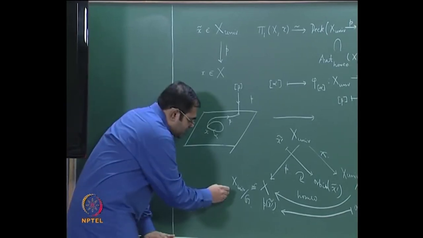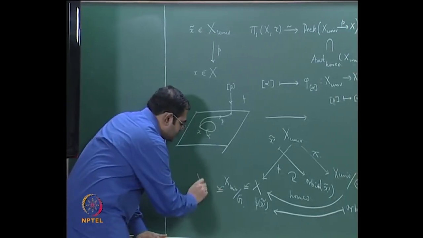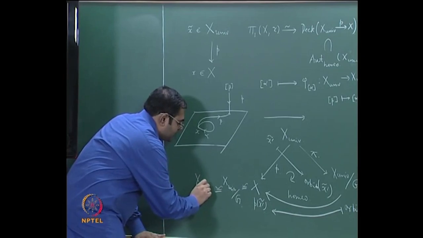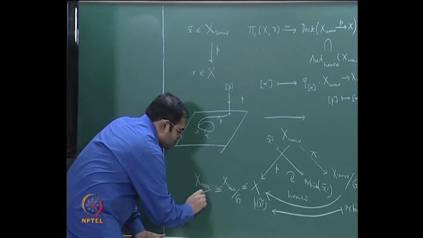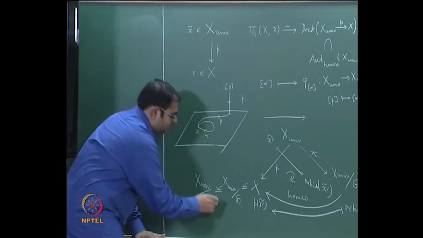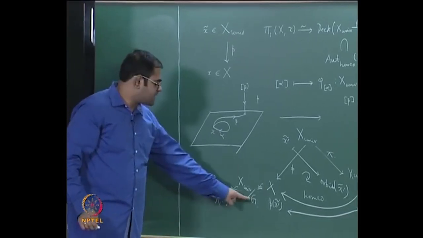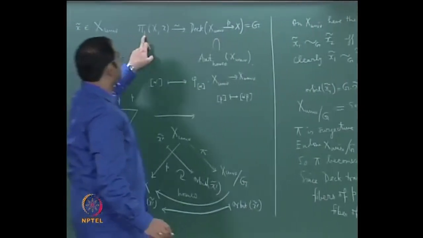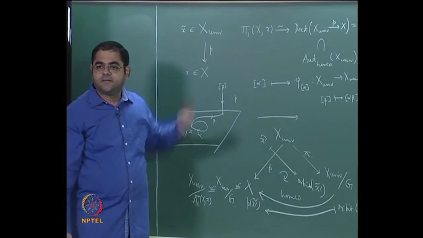So I can also write it as X universal modulo pi 1 of X comma x. I can also write it like this, because after all the deck transformation group is isomorphic to the fundamental group.